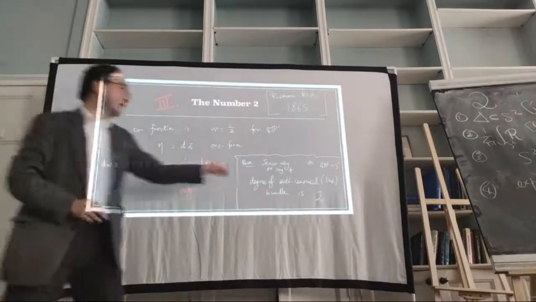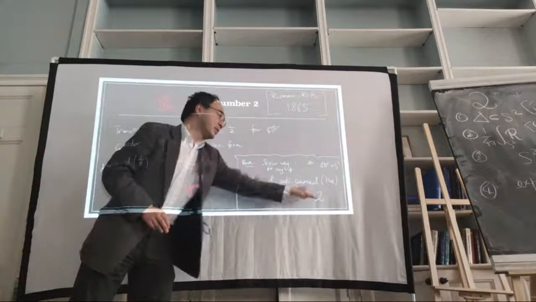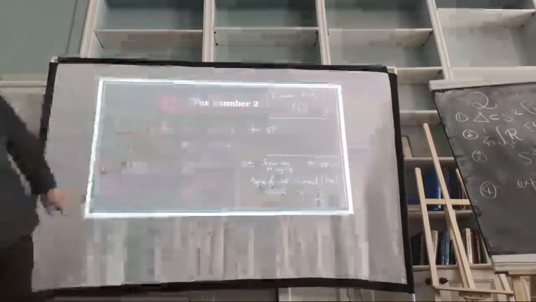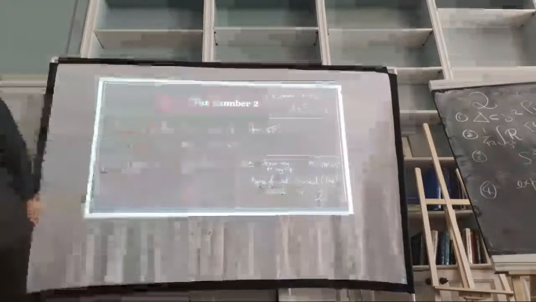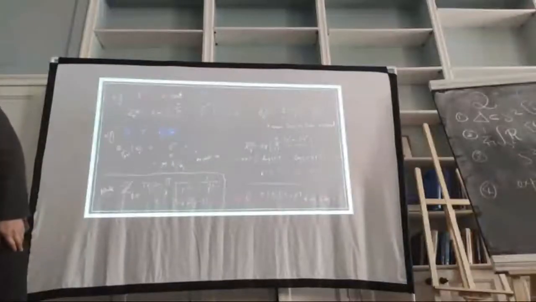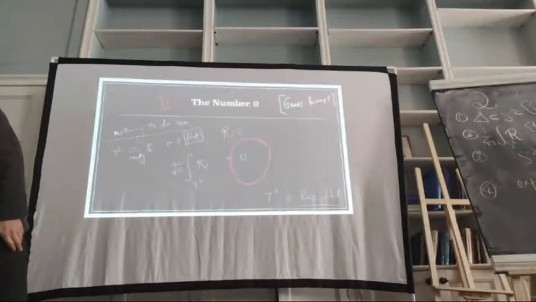Remember how we got it before for CP1 or S2? We got that the degree of the anticanonical line bundle over S2 is 2, because of that transition function. There's an algebraic way to do it, and I think we're going to get there in a minute. But this is how you get it.